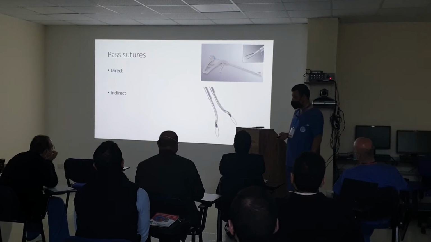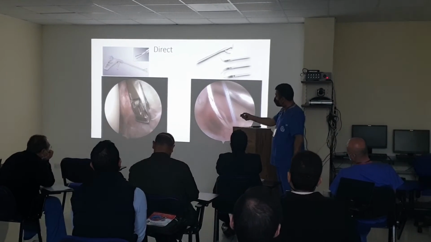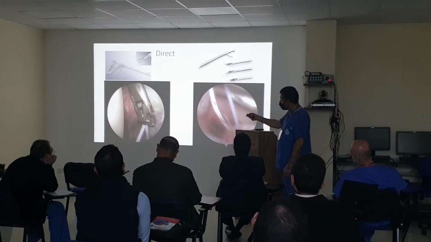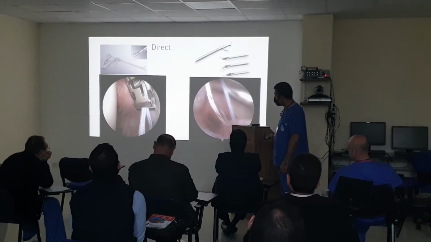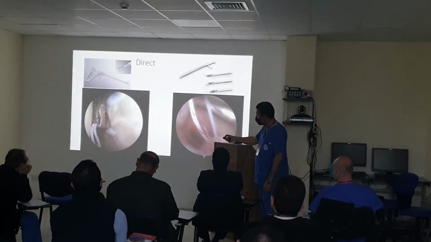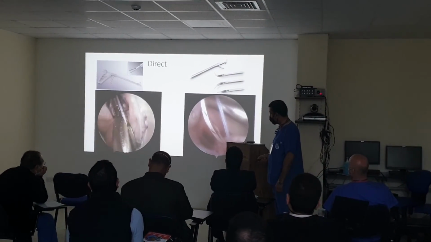Now, how to pass the sutures, and this is discussed: direct or indirect. I'll show you here. For the most inferior anchor, I pass the suture by using this instrument. And this is good because this is the second generation which can pass and retrieve the suture. You don't do 2 steps, just 1 step. It's available in Jordan.